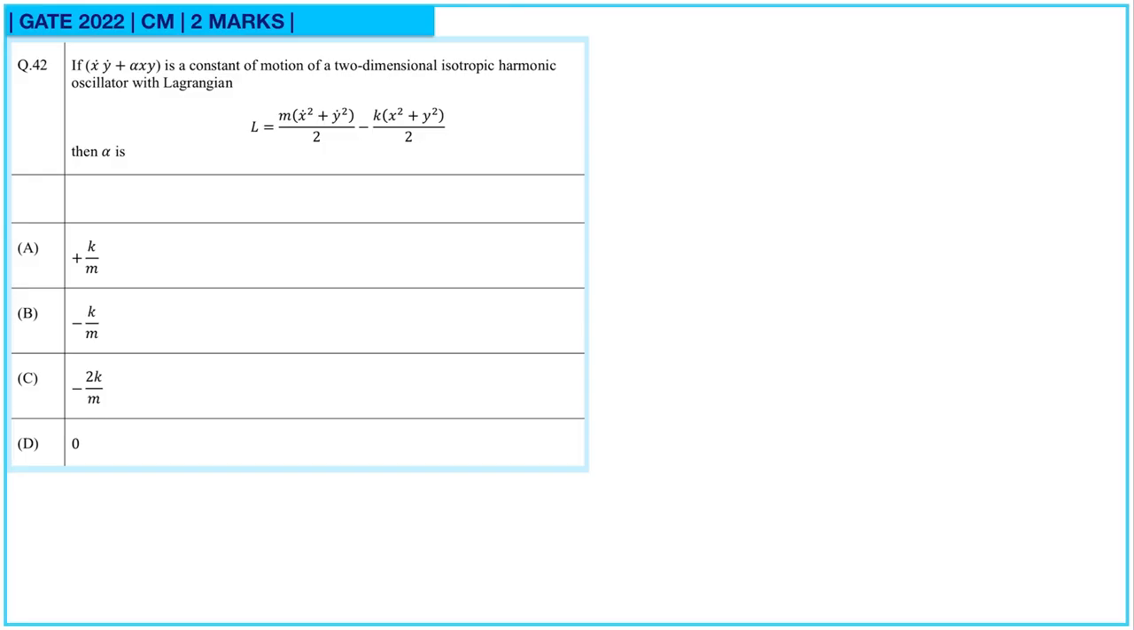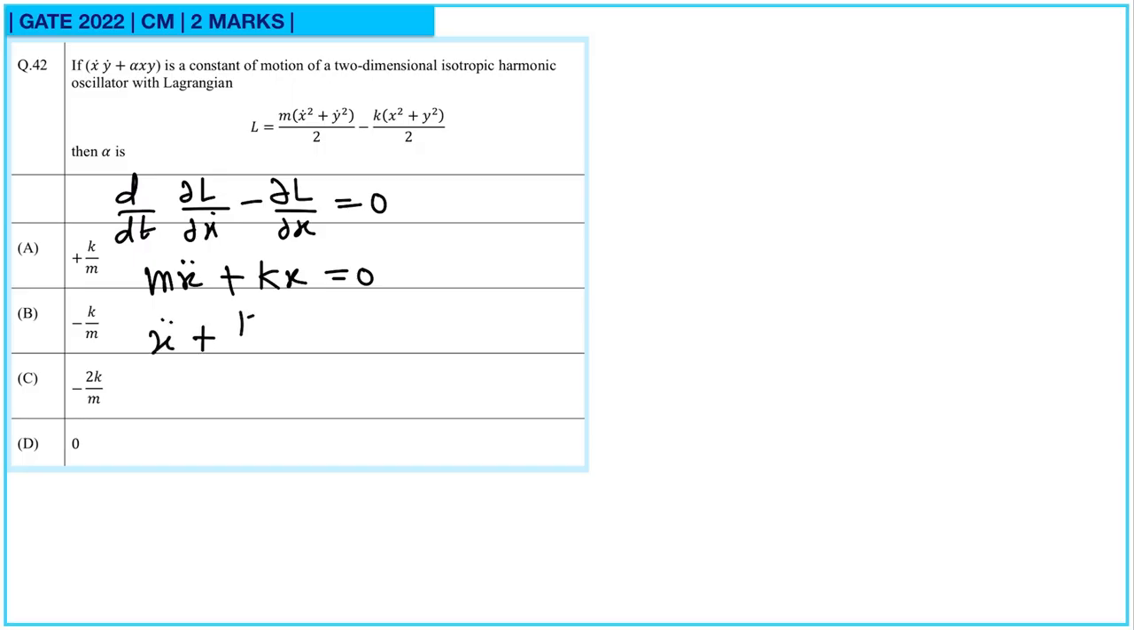So first of all, let us find out the corresponding equation of motion, which is d by dt of ∂L by ∂x dot minus ∂L by ∂x is equal to 0. And ∂L by ∂x dot will be m x dot, so this will be m x double dot minus, this is half kx square, so this will be kx, and minus will become plus. So m x double dot plus kx is equal to 0. That means x double dot plus k by m x is equal to 0.